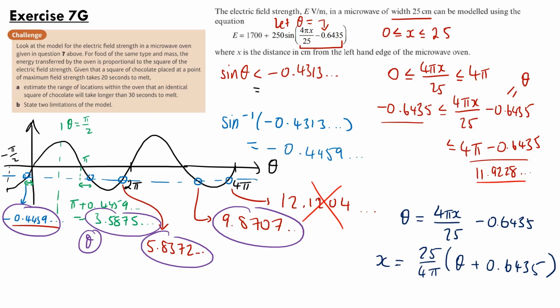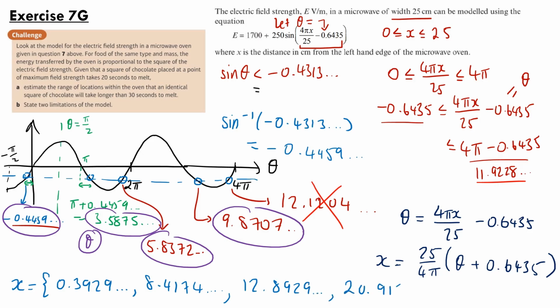So I like to use the table function on my calculator to do that. So then plugging these values of theta into that formula for x gives us that x is equal to 0.3929, 8.4174, 12.8929, and finally 20.9174.